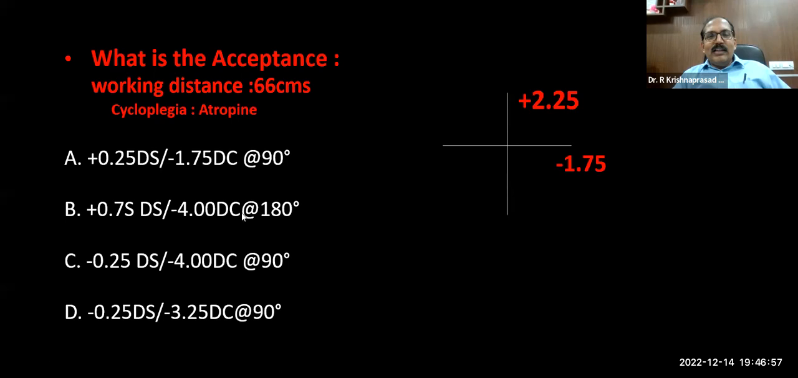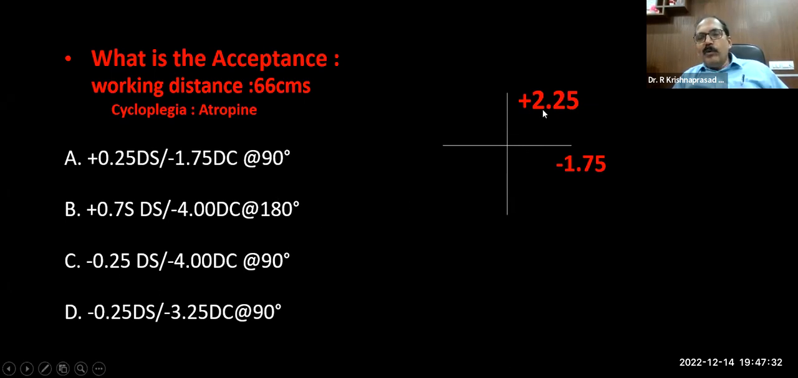So let's say now the working distance is 2/3 meter, that is 66 centimeters. So it is minus 1.5. Atropine is 1 diopter. So you have to subtract, minus 2.5. So if you subtract 2.5, this will be the answer. If you subtract minus 2.5 from plus 2.25, the answer will be minus 0.25. So either it's C or D.